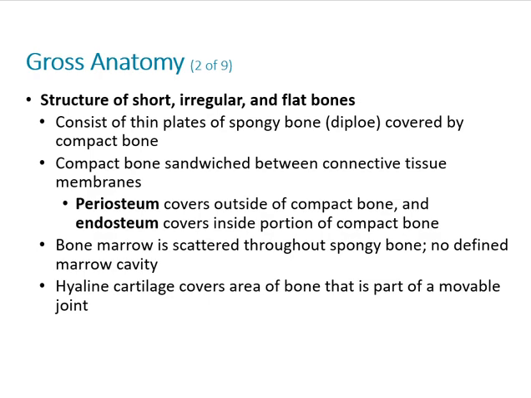Throughout the open spaces and surrounding or near these membranes is bone marrow, scattered throughout the spongy bone, and it may or may not be in the defined marrow cavity. You also find, at the ends of long bones, hyaline cartilage, and it's going to cover the areas of bone that are part of a movable joint to help reduce friction between those structures that move together.